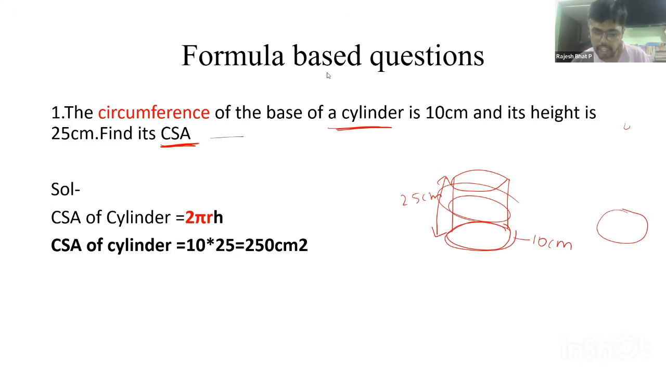Go on keeping multiple bangles one above the other. What do you get? You get a cylinder, right? You get a cylinder. So how do you get a cylinder's curved surface area? You know the formula, right? The formula is 2 pi r h. How is it 2 pi r h?